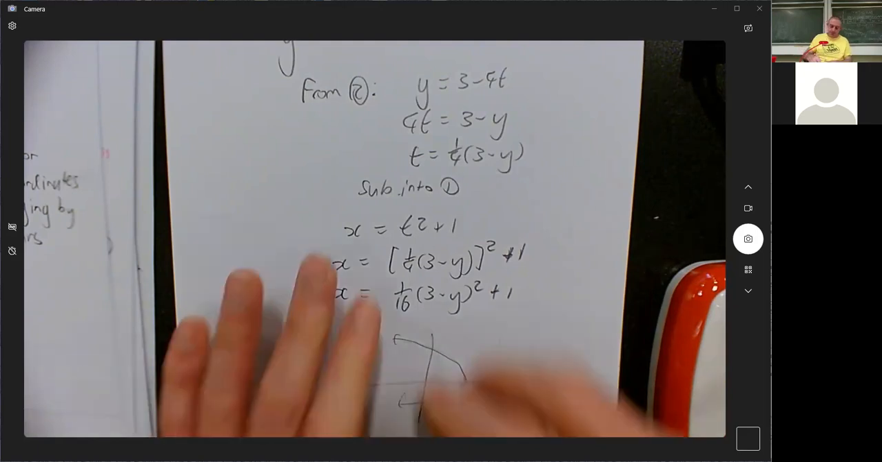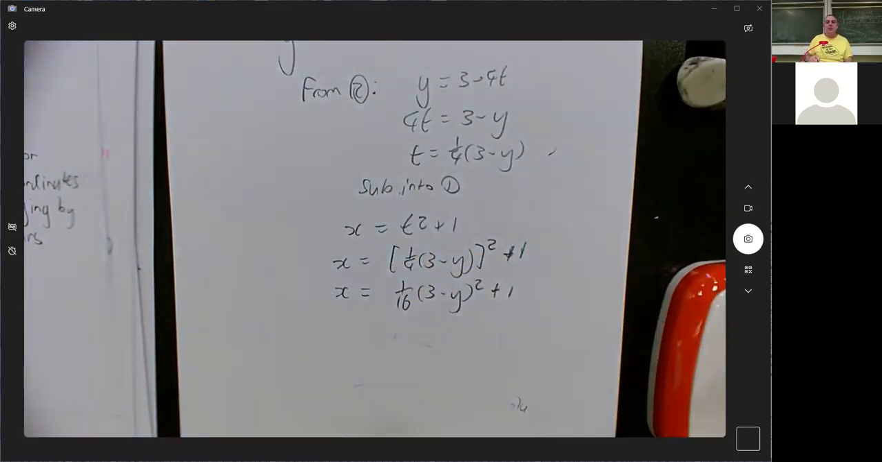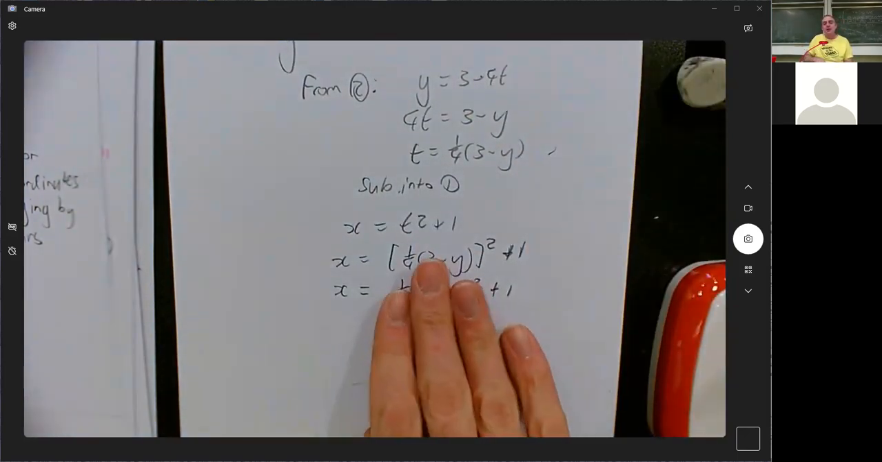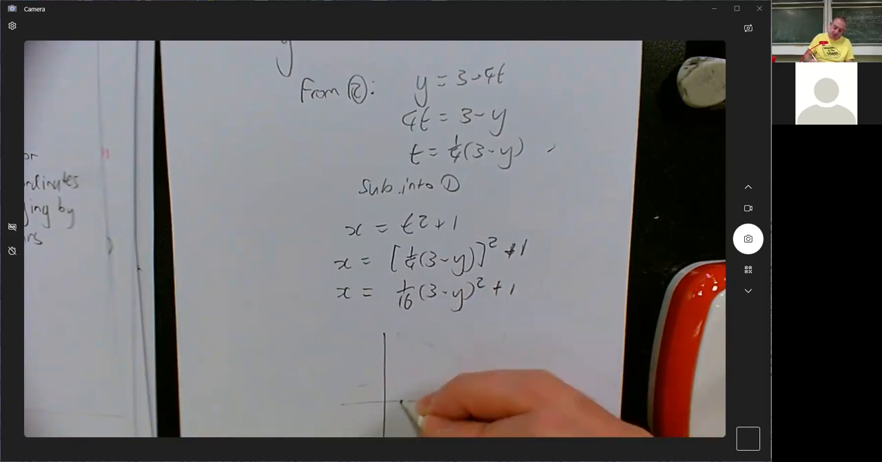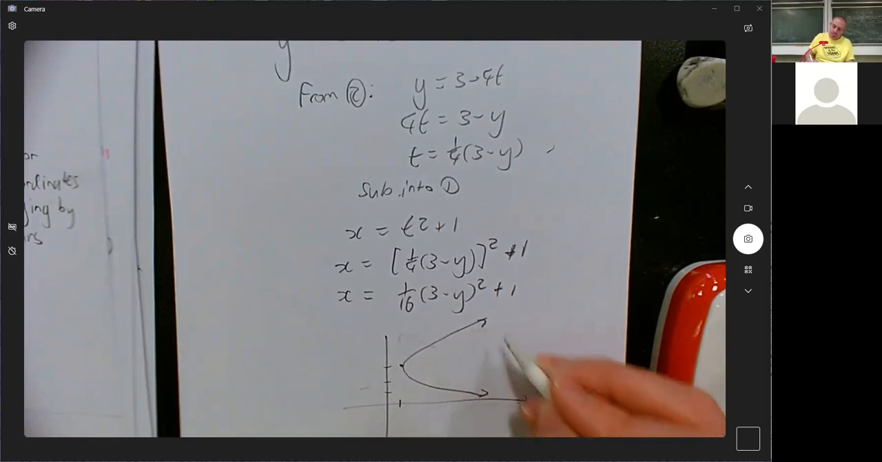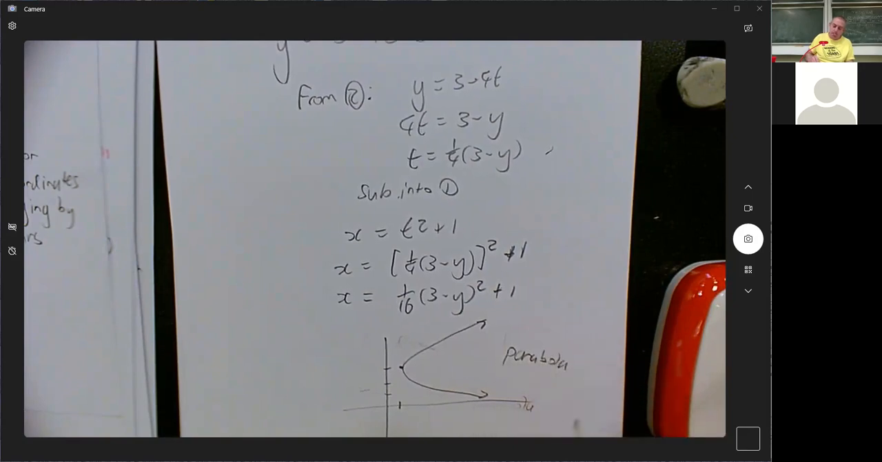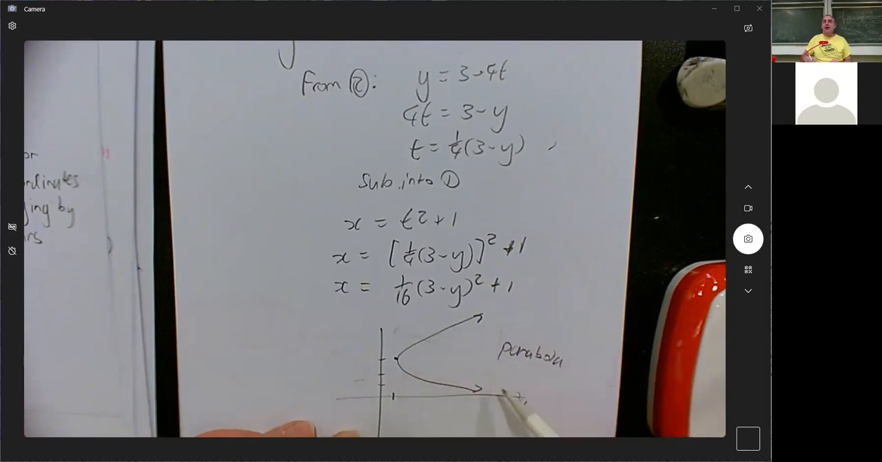Oh, not that way. Actually, I know what the vertex of that parabola is. The vertex is at the x-coordinate is 1 and the y-coordinate's 3. That's fun. Something like that. I didn't mean it to be a parabola. It just is. And so I don't know which direction it's going as t moves forwards, around that way or down that way.